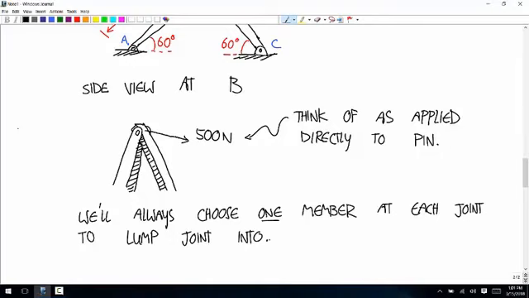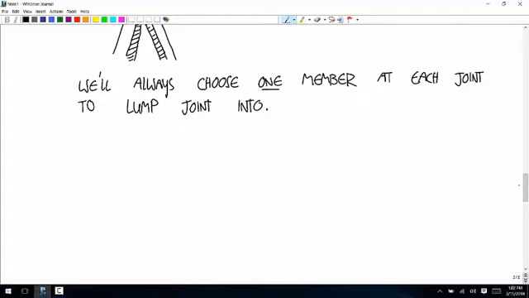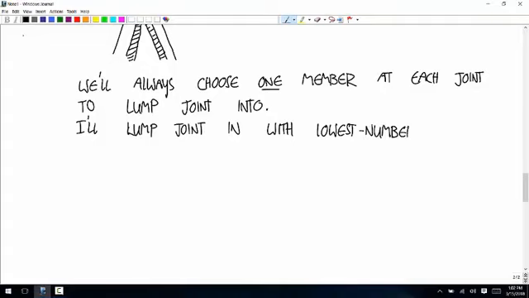So I'll always lump the joint in with the lowest numbered member that's at the joint. So in a really complicated truss, if you have a joint that connects members 15 and 12 and 9 and 40, the lowest numbered member that's connected to that joint is 9. So I would say the pin is part of member 9. Okay.